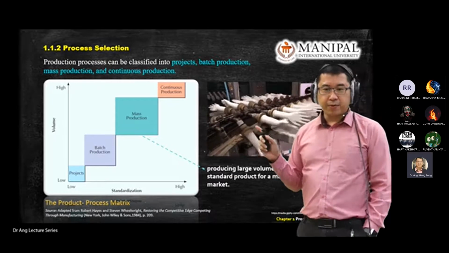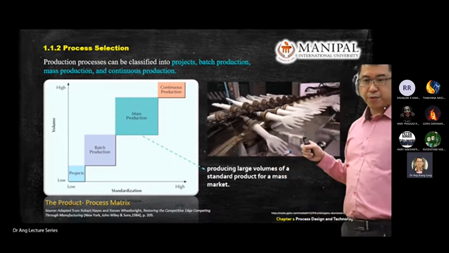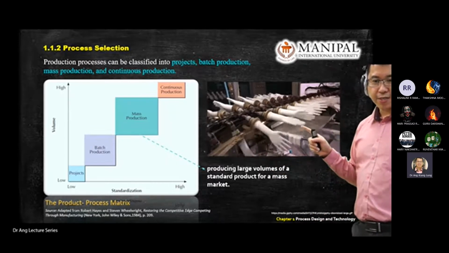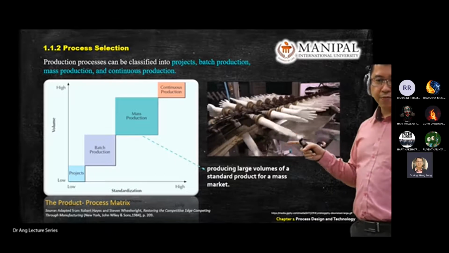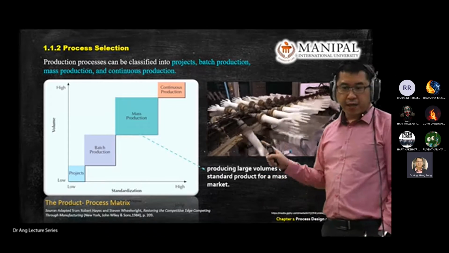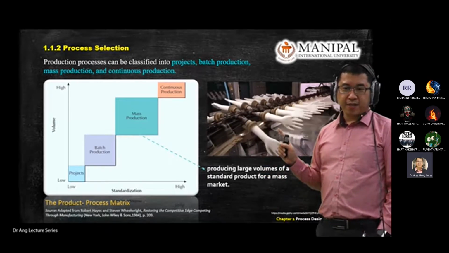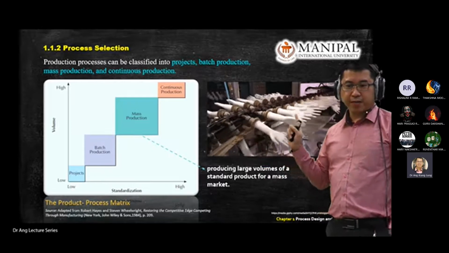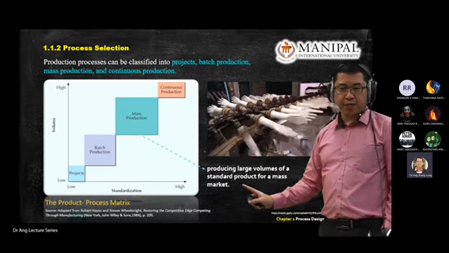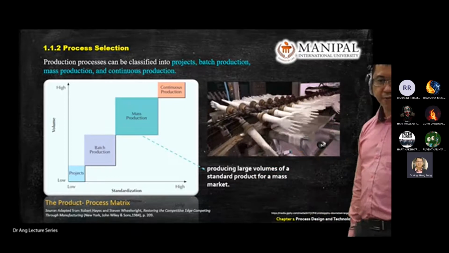I give you one example. Glove. Glove, you produce end products in cartons, in boxes, and millions of pairs of gloves. This one is large volume. And you are only making one product, for example, glove. The whole production line is producing standard products, which is, in this case, glove.